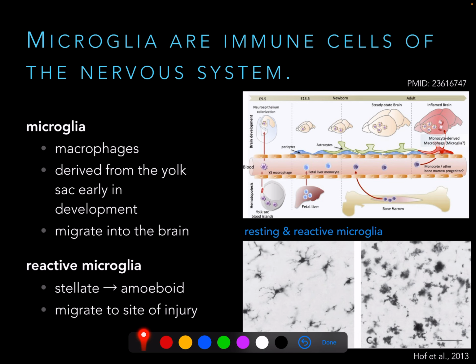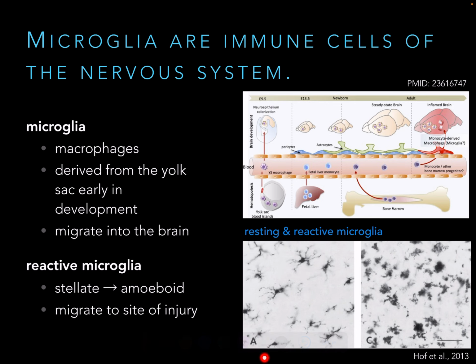Their function is to act as macrophages. In other words, eat up anything that shouldn't be there or dispose of cell debris as neurons die. At rest, microglia look like they do over here on the left. Notice they kind of look like little tiny neurons. They have a stellate appearance.